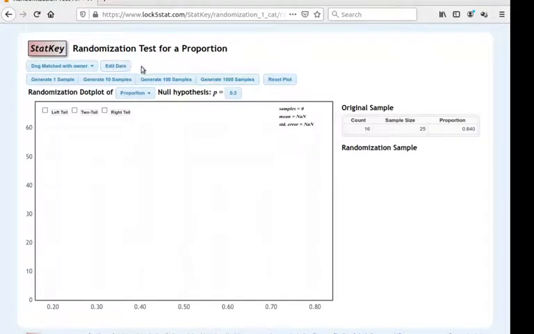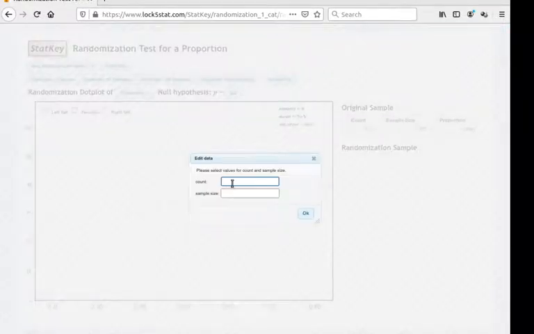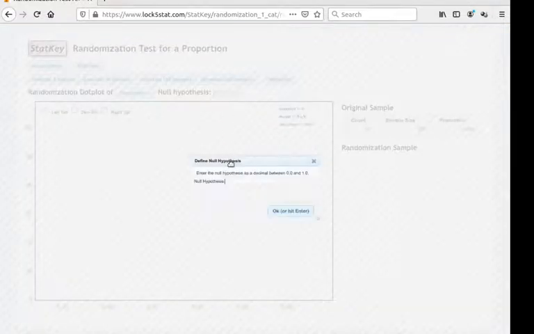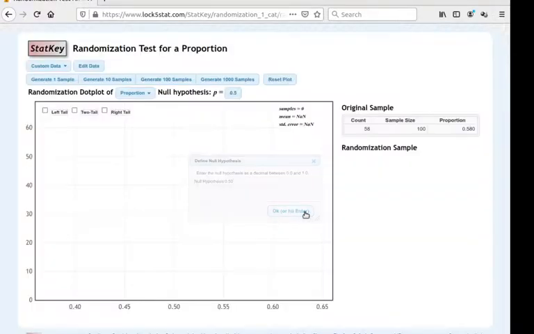So I'm, of course, going to edit the data. It comes up with dog matched with owner, but I'm going to edit the data. And what did my person get? 58 out of 100. Isn't that right? Out of 100. There we go. Okay, and you see it says over there, 58 out of 100 is, of course, 0.58. The null hypothesis, we just went over that a minute ago. The null hypothesis is that p equals 0.50. If you need to edit it, you just click on it and enter 0.50. It happened to come up that way, but anyway, I showed how to work it.